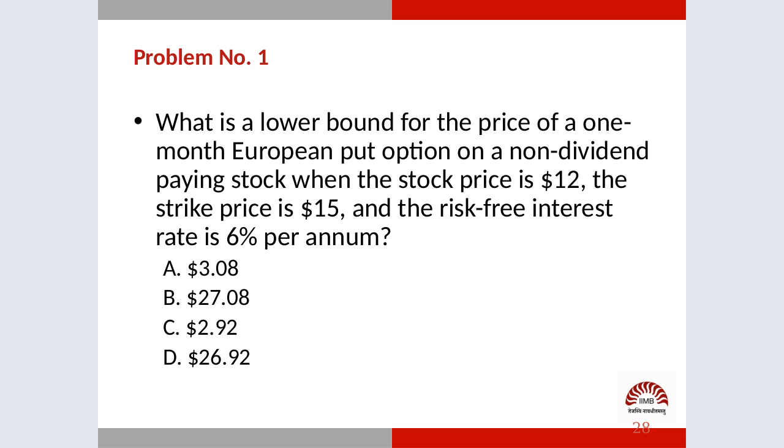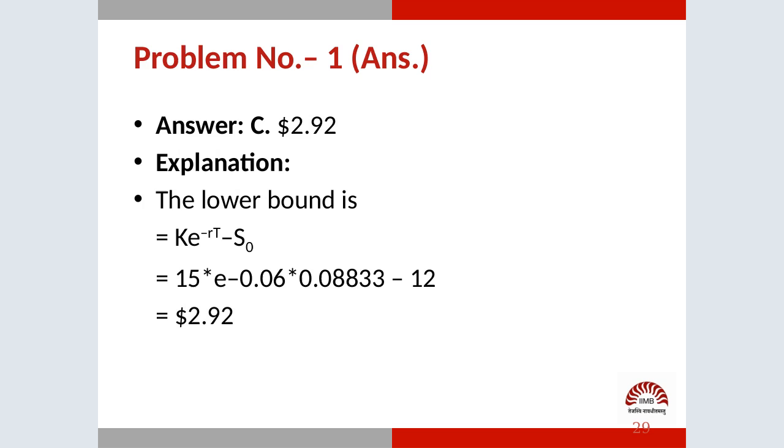At the current point in time, the difference between the strike, which is a future value, and the spot price is 3. Now, if you discount the 15 to today, it will be a value less than 15. So the lower bound will have to be a value less than 3, which is 2.926. The answer is C. Now, obviously, you can do it that way, or you can calculate the lower bound.